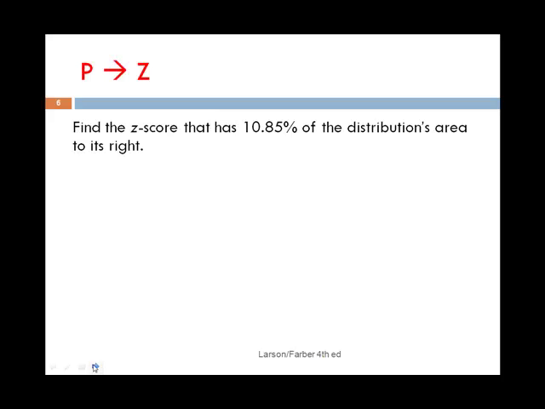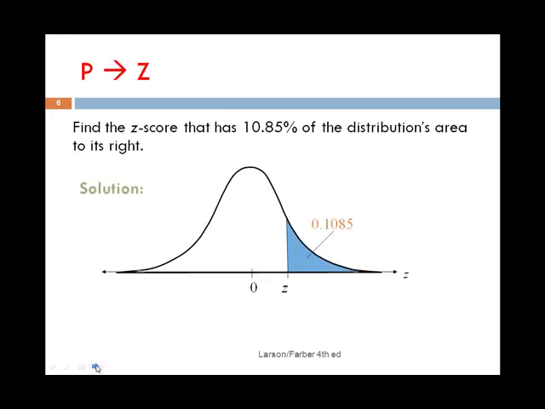Okay, so let's continue with that idea. Again, just practicing going from the probability to the z-score. Find the z-score that has 10.85% of the distribution's area to the right. Okay, let's shade. So we get 0.1085.